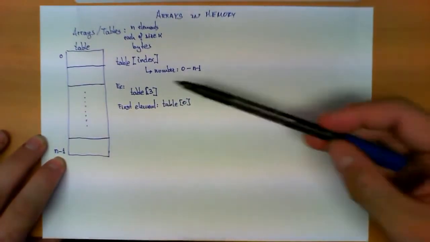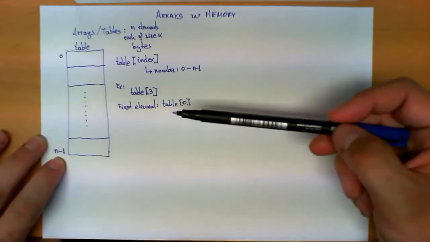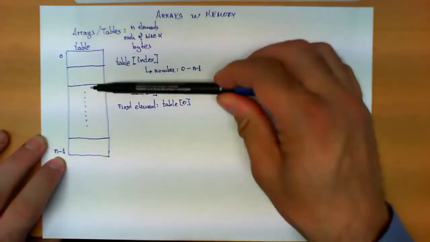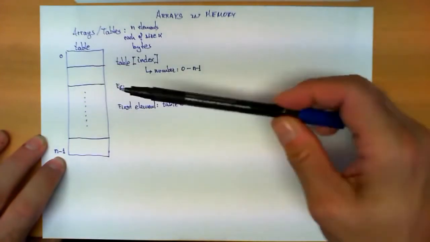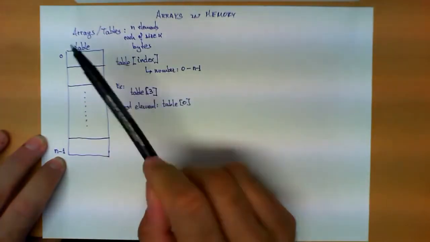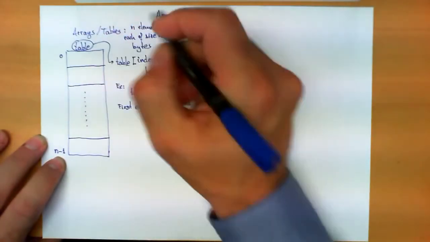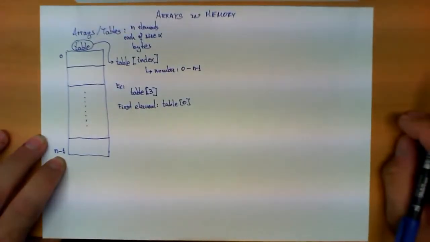So basically what this data structure allows us is to have a collection of elements, all of them of identical size, so they're all the same type. One is stored next to the other, and we refer to them using the name given to this table, followed by what we call the index.